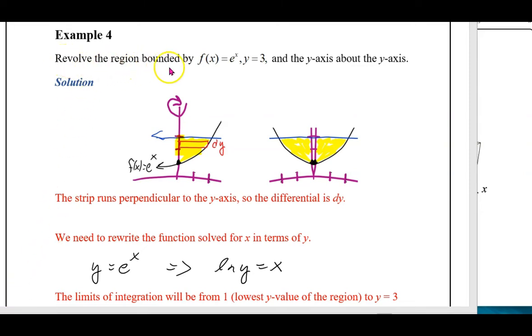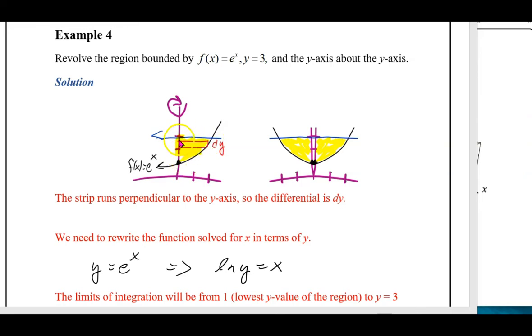We want to revolve the region bounded by the curves f of x equals e to the x, y equals 3, and the y-axis about the y-axis. First, we graph the function e to the x, which of course as an exponential follows this basic pattern. Y equals 3 is a horizontal line, and the y-axis, of course, is the vertical line. That gives us a bounded region here, which has been shaded yellow.